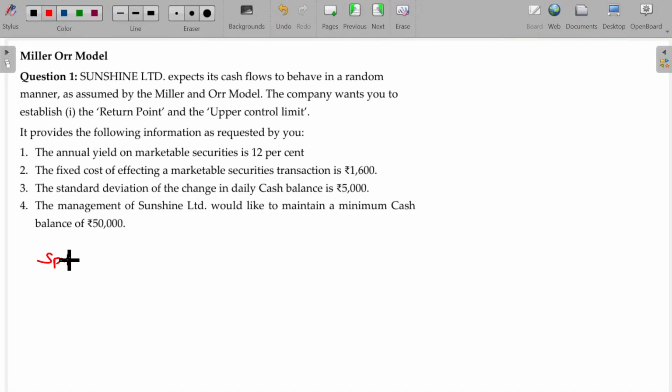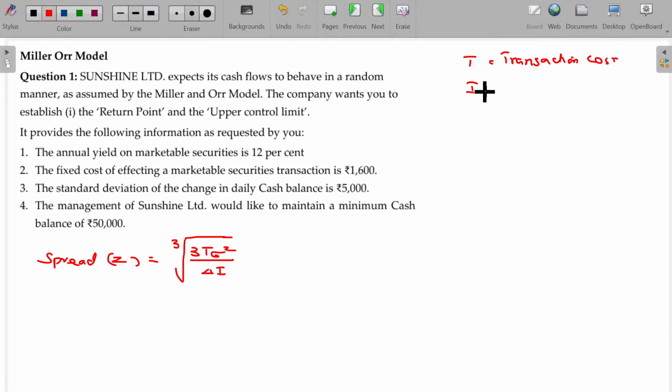Now, the spread, named as Z, is equivalent to the cube root of 3T variance by 4i. T represents transaction cost, already we know. And i represents daily interest.